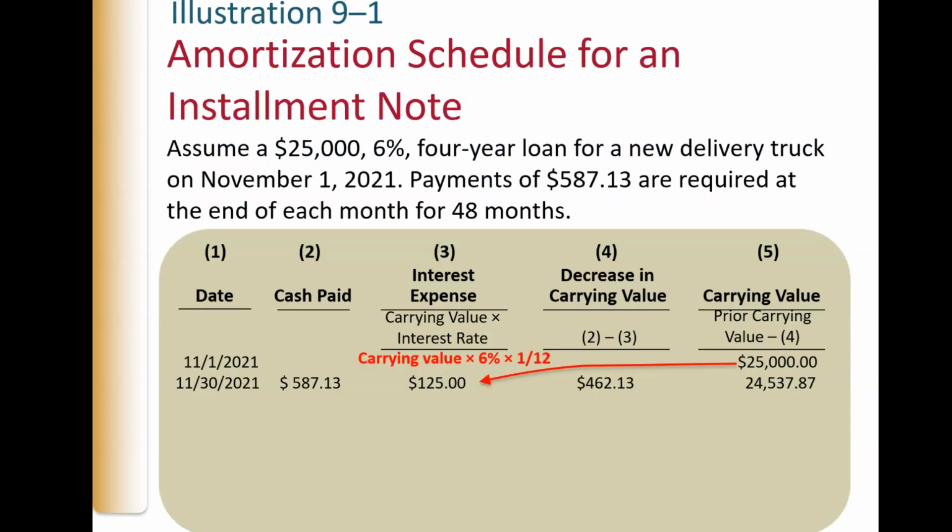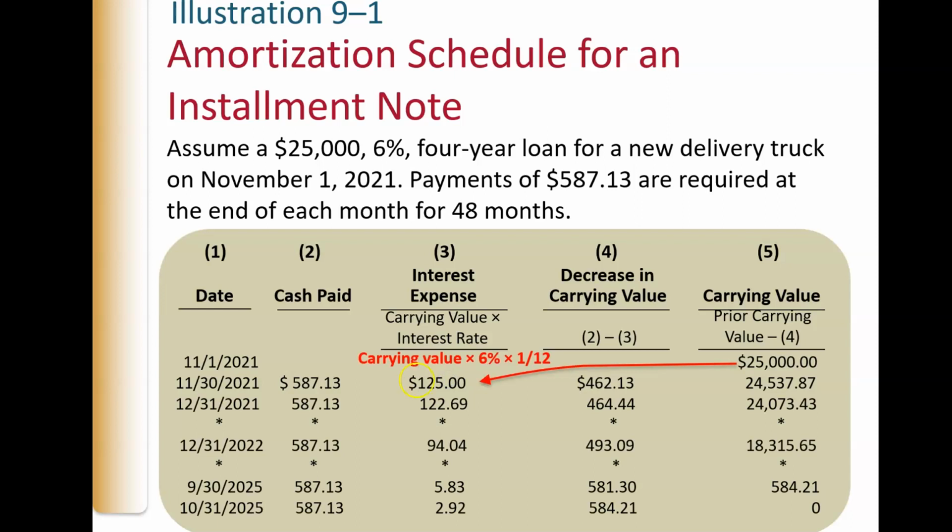So we calculate the interest on an installment note by doing an amortization schedule, and that's what this is. It tells us how much they borrowed. It tells us the cash they're paying each month, so this is their payment, how much of that payment is interest, and how much of that reduces the actual debt. You'll notice that the interest amount goes down over time and the amount applied to the debt goes up over time. And we'll talk about that as well.